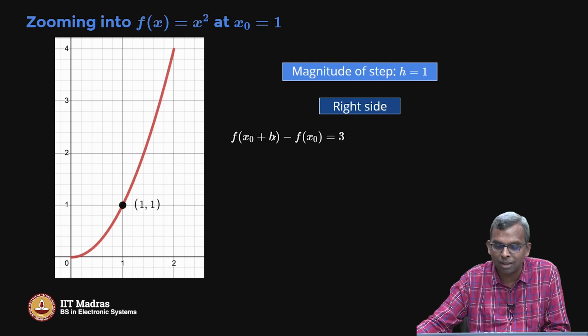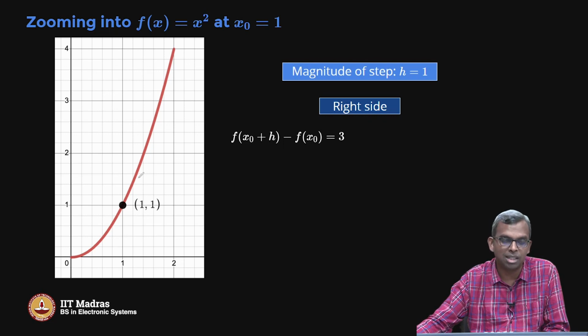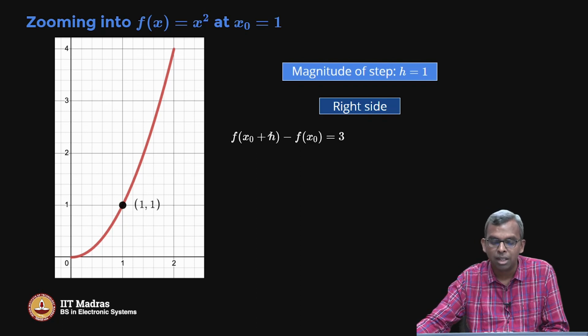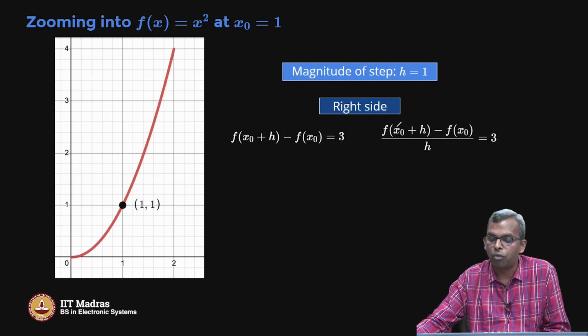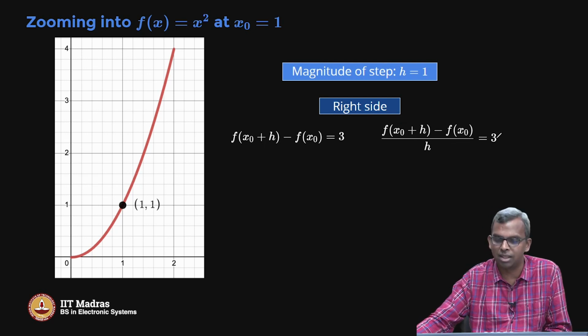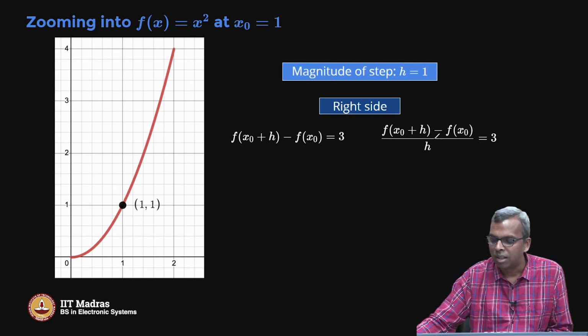Now, h matters here. You may expect that if h is very large, the change will be larger, and if h is very small, the change will be smaller. So instead of just looking at how much the function has changed, let me look at the ratio f of x naught plus h minus f of x naught, divided by h. That is also 3 in this case, because h itself is 1. So we can track this quantity. I gave you one motivation, but there is another motivation for why I want to look at it.